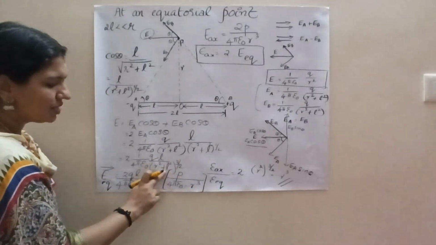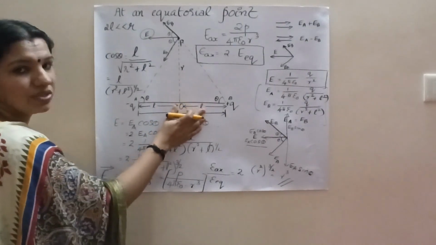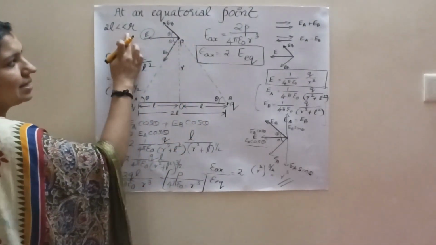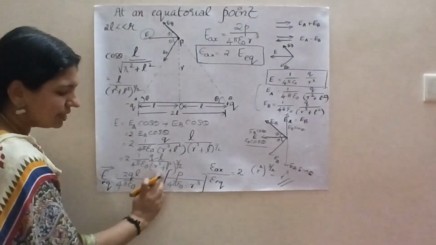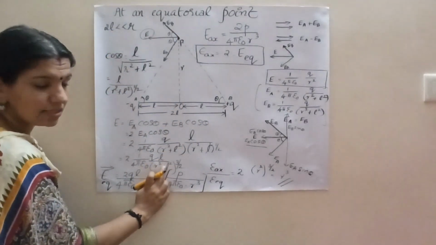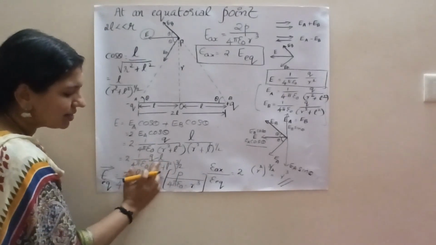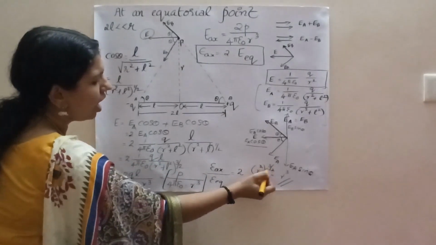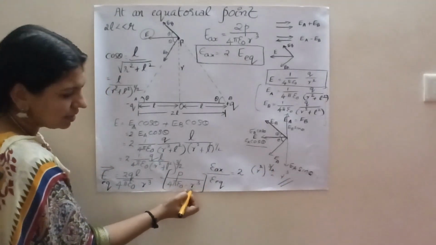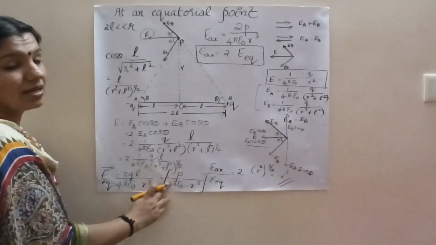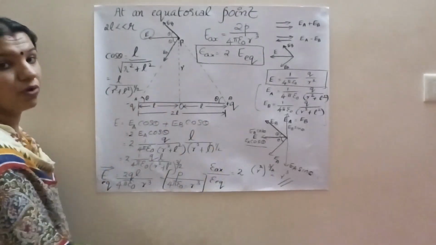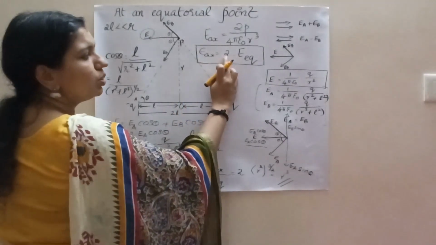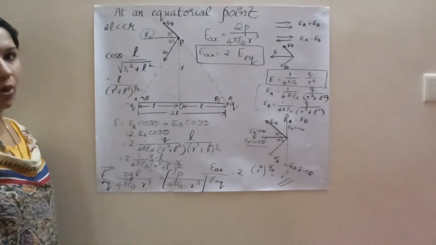Then you are taking the special case where the length of the dipole is very short when compared to the distance R. That is 2L is much less than R. At that time this L square term will get neglected. When L square goes, R square the whole raised to 3 by 2 means R cube. So you can write like this. When you compare this equation with our last equation, that is the equation for the axial point, you can find that E axial is equal to 2 times E equatorial point.